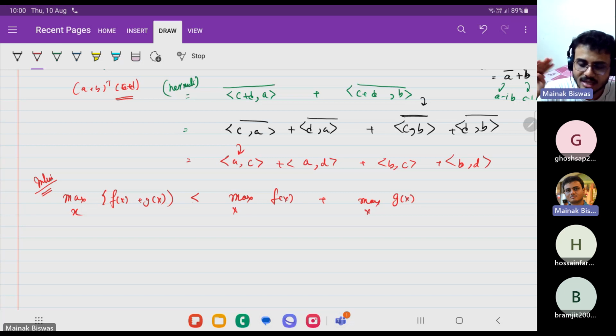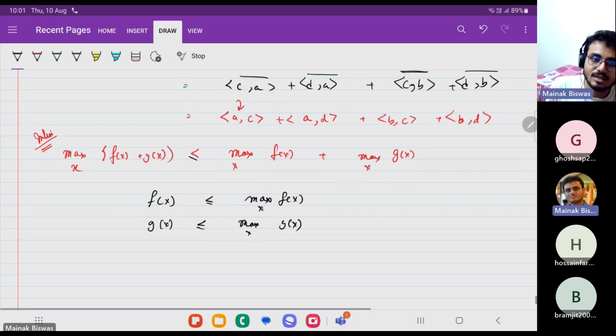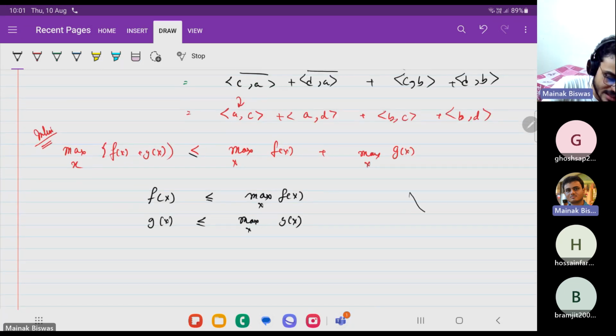I can show you the proof. Maths may not always make sense intuitively, but now tell me, how will I prove this? I will prove it in the same way. Do you agree f of x is less than or equal to max of f of x? Right? Similarly, g of x is less than or equal to max of g of x. By definition of max, we are finding the max of the function. So say a function is like this. I will be finding the max over here. For all values of x, it will always be lesser than the max.